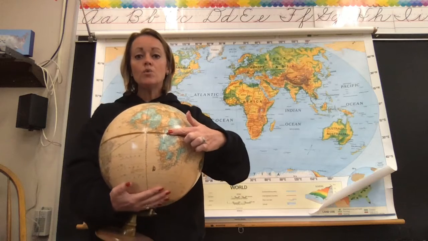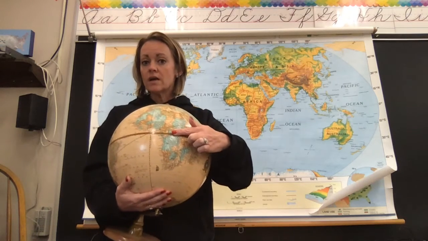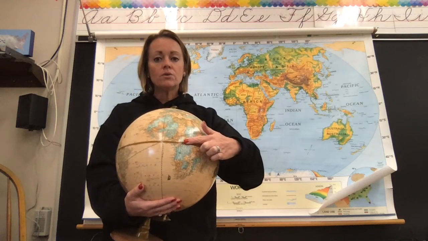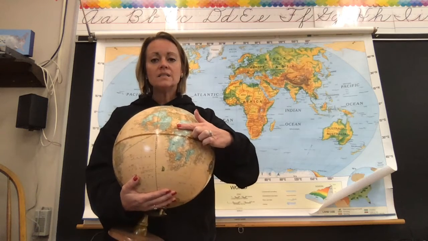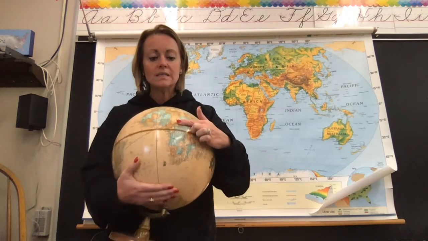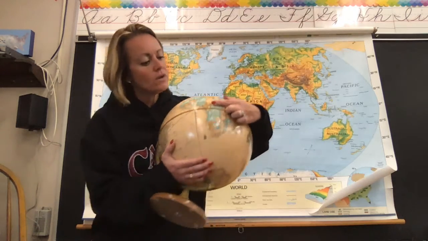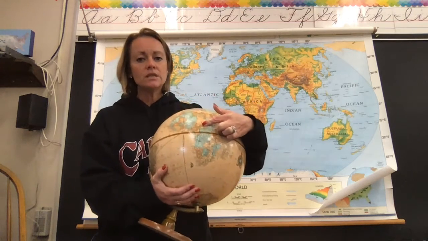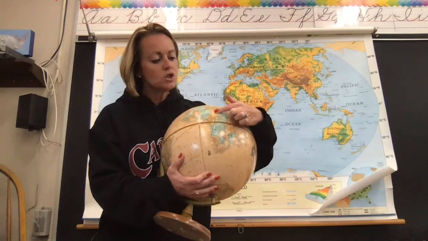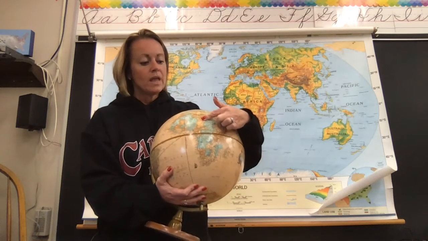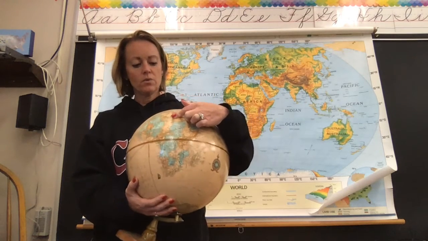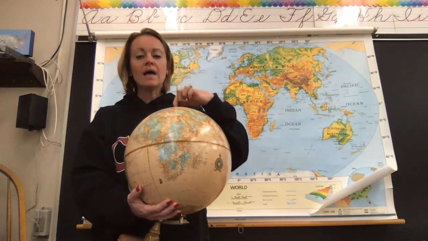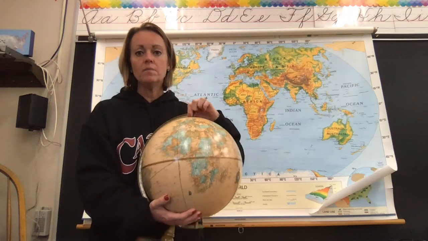But as we go north, and we learned about our cardinal directions, as we go north, our lines of latitude are separated by 10 degrees. So this very first line that I'm touching is our 10 degrees north. Then it goes to 20 degrees north and 30 degrees north, all until we get to the very North Pole.